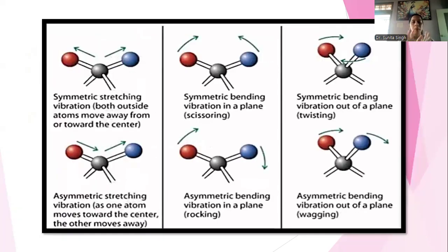Here you can see a picture which shows symmetric stretching, asymmetric stretching, symmetric bending in plane, symmetric bending out of plane, and asymmetric bending and asymmetric bending vibration out of plane. The arrow shows how the atoms are going to move. Like in symmetric stretching, both atoms move the same distance from the center molecule. And in a similar way, asymmetric stretching, in which one is going to the other side. They are working in two different directions.